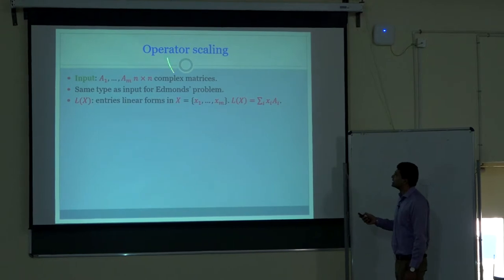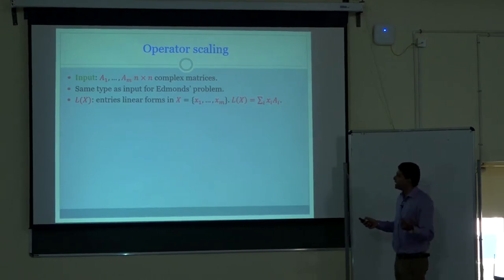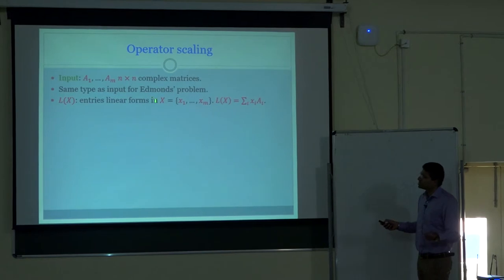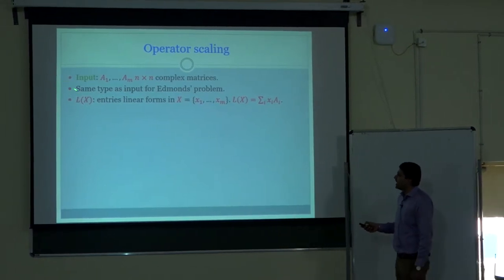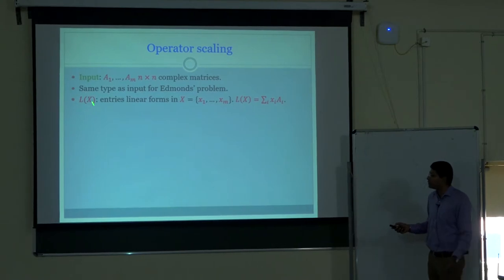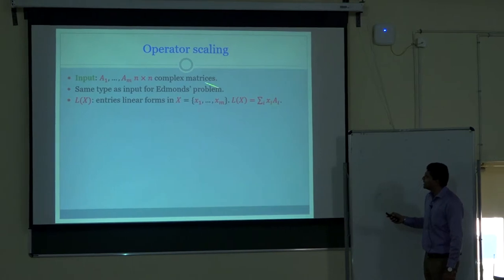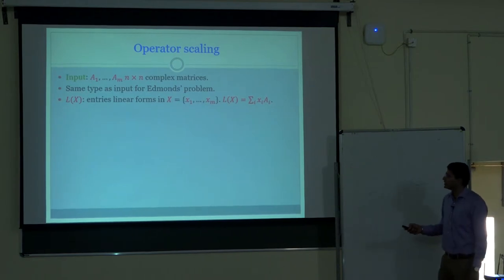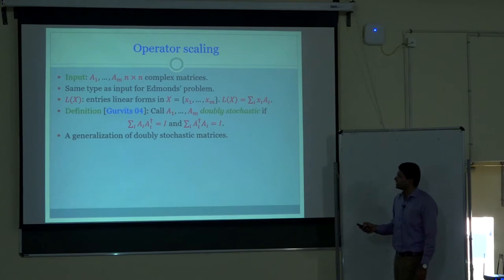So what is operator scaling? Previously our input was a single matrix A. Now our input is m matrices A1 to Am, and these could be complex or real matrices, it doesn't really matter, let's say complex matrices. And you notice that this is the same type of input as Edmonds' problem. In Edmonds' problem, our input was a matrix whose entries were linear forms in formal variables, and you could also write it as the sum over i of xi Ai, where Ai is the coefficient matrix of the variable xi. So at least in operator scaling and Edmonds' problem, the input type matches. That's the first step. There has to be some connection, but it's not necessary.